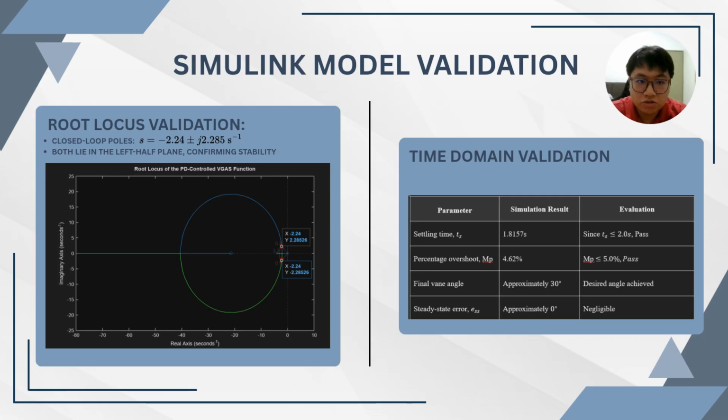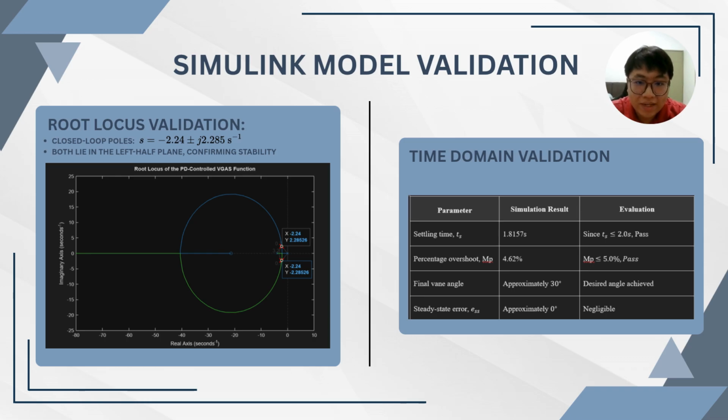After the PD controller was tuned, the model was validated using two complementary methods: root locus analysis to verify stability, and time domain analysis to evaluate response performance. The root locus analysis shows the closed-loop poles at s equals negative 2.24 plus or minus j2.285. The real parts of both poles are negative, placing them in the left half plane. This means that any oscillation will decay rather than increase, showing that the system is stable.